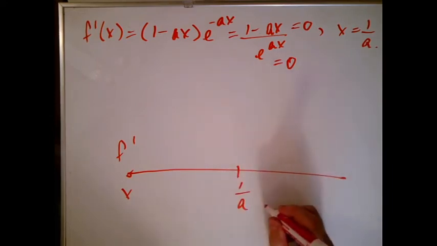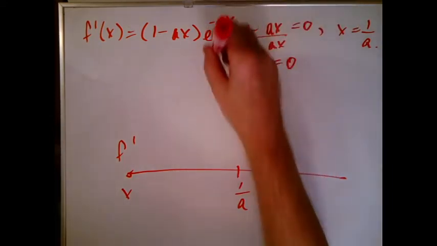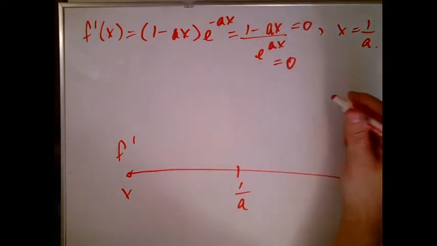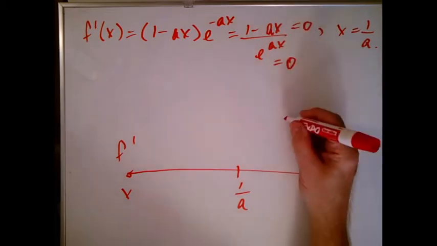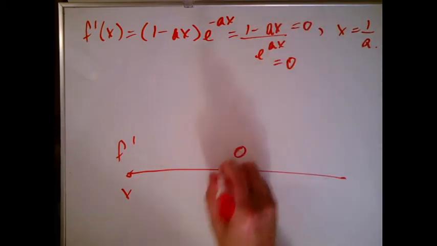Now I always like to take that number and plug it back into the derivative. Our derivative is over here. When you plug 1 over a into the bottom, you get e, which is positive. When you plug 1 over a into the top, the a cancels, you get 1 minus 1, that's 0. So what you get is 0 right there.